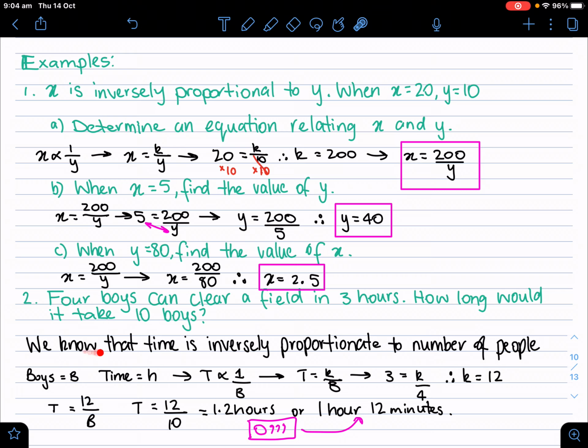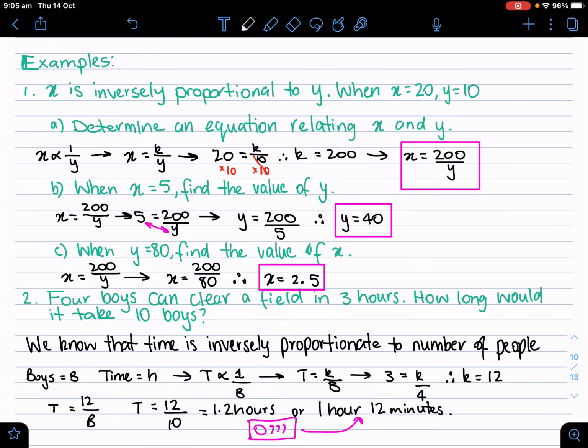So we know that time is inversely proportional to the number of people, because as one goes up, the other one's going to go down. Okay, so as the number of people goes up, the time's going to go down, or vice versa. So we'll put boys as B and time as H. Now time is inversely proportionate to boys, so we write it as proportional to 1 over B, replace the proportional symbol with equals K, sub in the values we know from the question. We know the time is 3 hours for 4 boys.